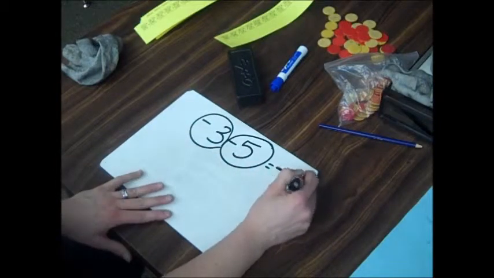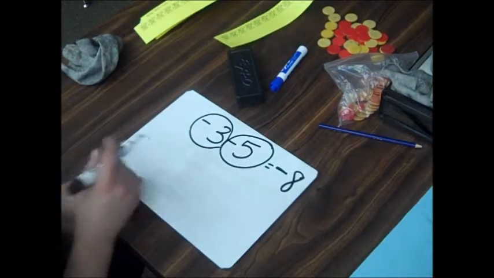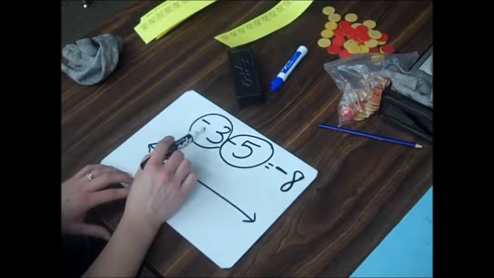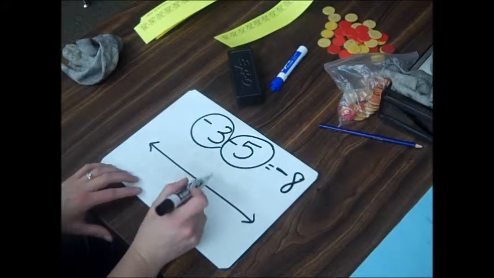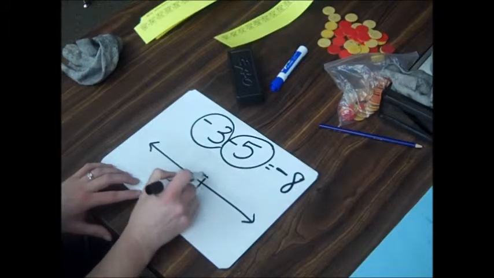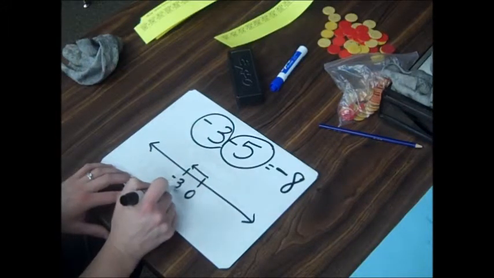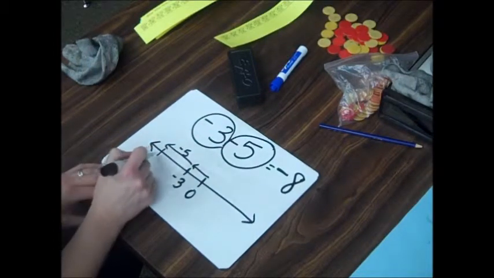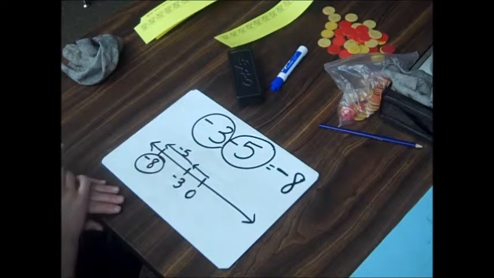I have 8 negatives. On the number line, I'm going to move to the left 3, and then again to the left 5. Moving to the left to negative 3, and again 5 more jumps would take me to negative 8.